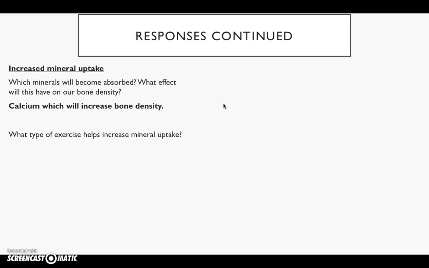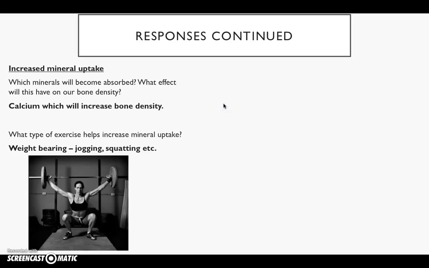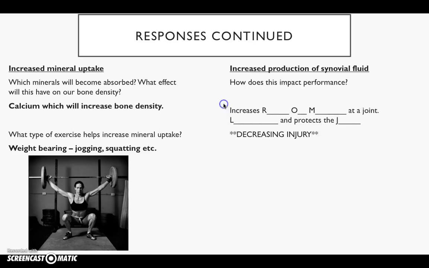So what type of exercise helps increase mineral uptake? I've literally just given it away. Okay, you have weight bearing exercise: jogging, so running around, or squatting in the gym, bench press. All of this will help increase our bone density, our bone strength. So weight bearing exercises help with that. That is important because it has such an effect on the adaptations as well as the additional factors when it comes to our skeletal system. And there is a picture for you of someone doing a squat if you're unaware what a squat looks like.